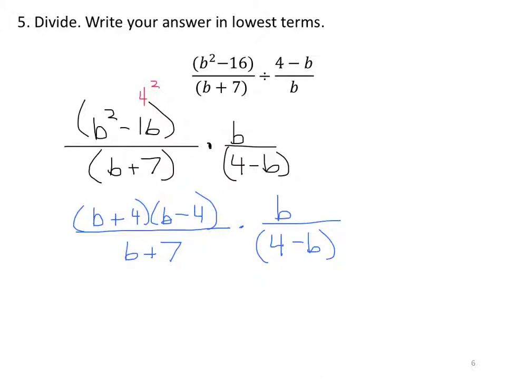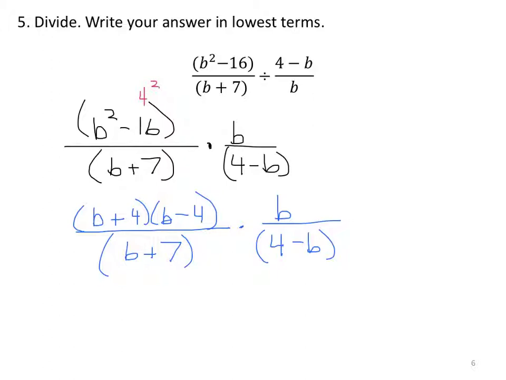Okay, notice you cannot cancel this b and this b, because that would give you b over 4 minus 1, and that's not what this here is. So if it's added or subtracted, you can't cancel it. You can only cancel terms that are factors, that are multiplied together. In this case, the whole of 4 minus b is a term, and it has to match 4 minus b on top, or else you can't cancel it.